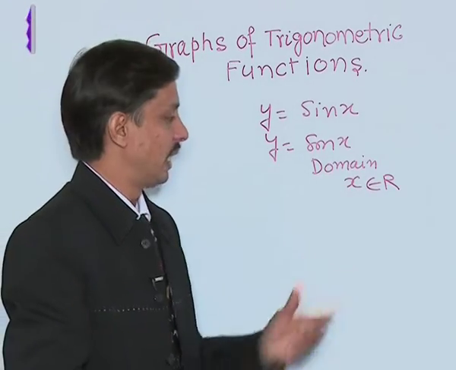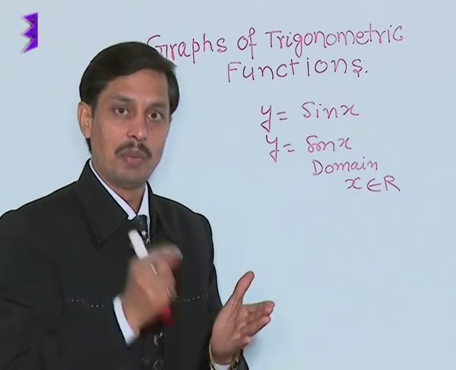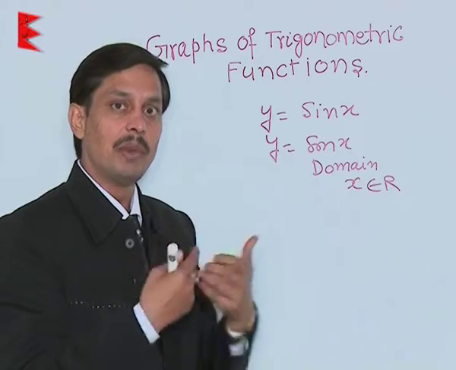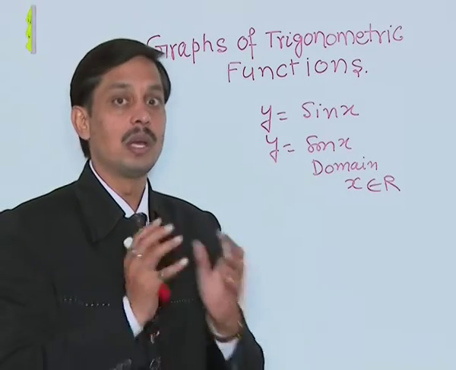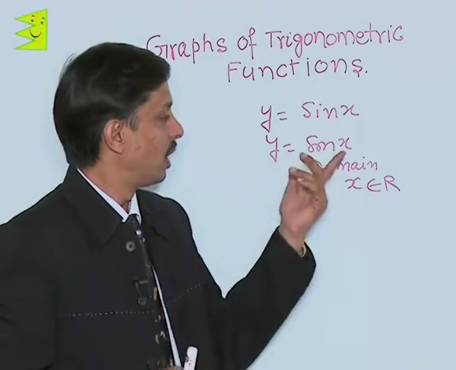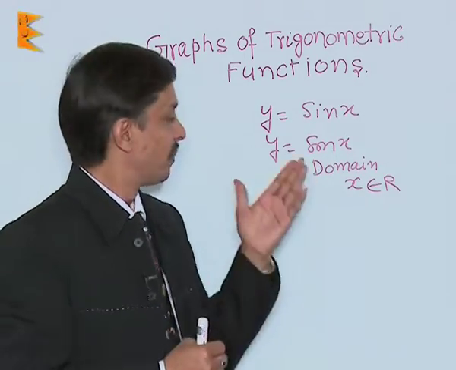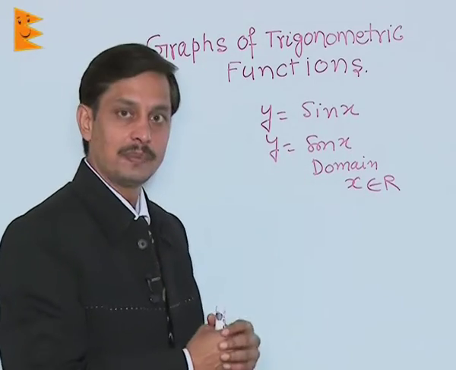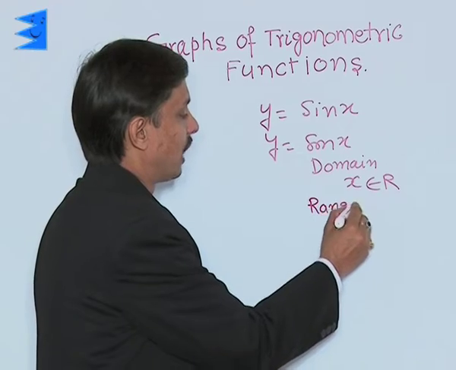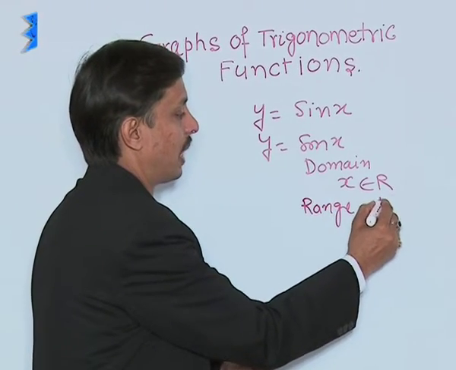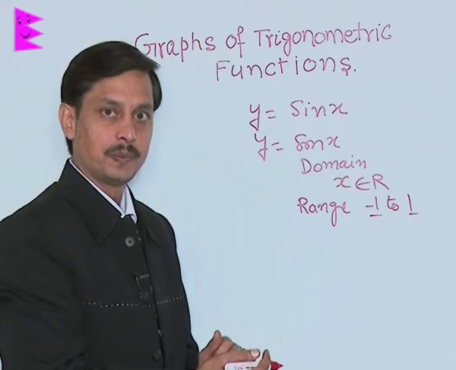y is equal to sine x. It means that at any angle, maybe 0, maybe negative, maybe positive, maybe infinity, maybe any angle, the value of sine is always defined. It never comes undefined. It never comes in indeterminate form. That's why the domain of the sine function is x belonging to real numbers, and the range of the sine function is from -1 to +1. The reason was previously explained.